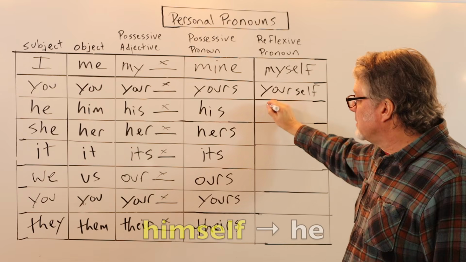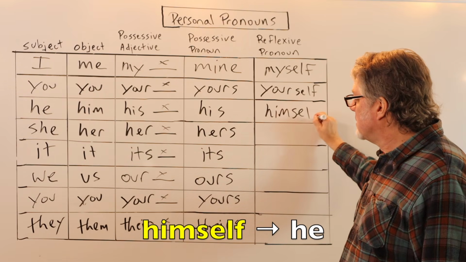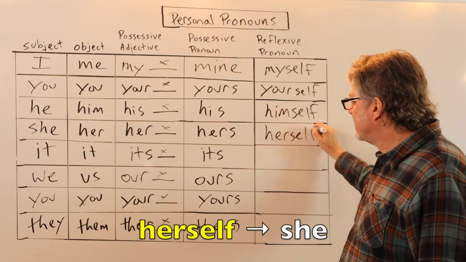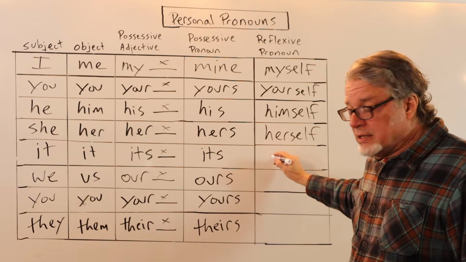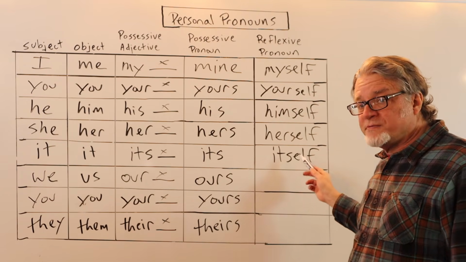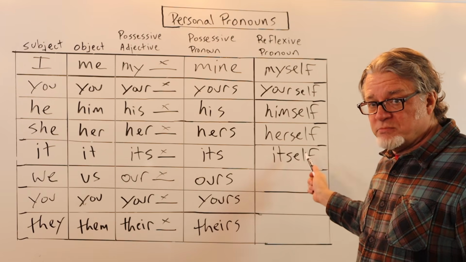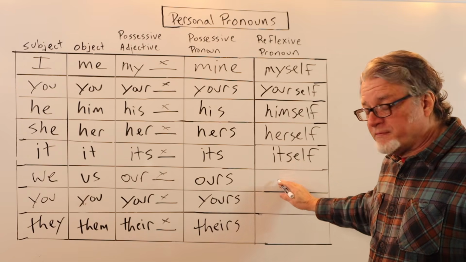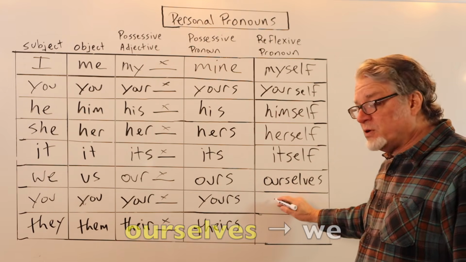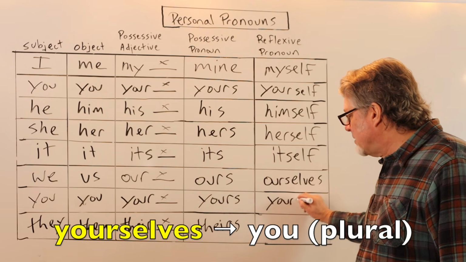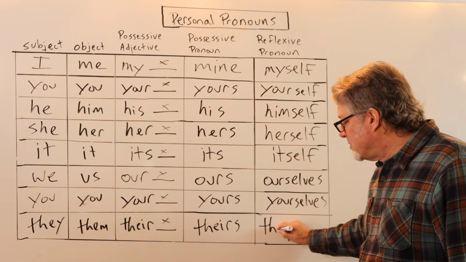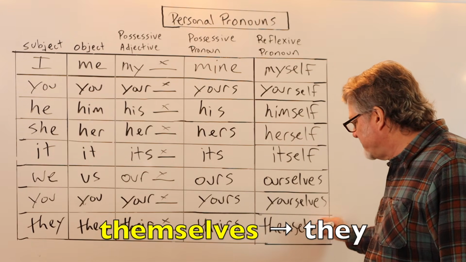For a man, it's himself. For a woman, it's herself. For a thing, it's itself. This is often used for automation or machines. The reflexive pronoun for we is ourselves. For you, it's yourselves. And for they, the reflexive pronoun is themselves.